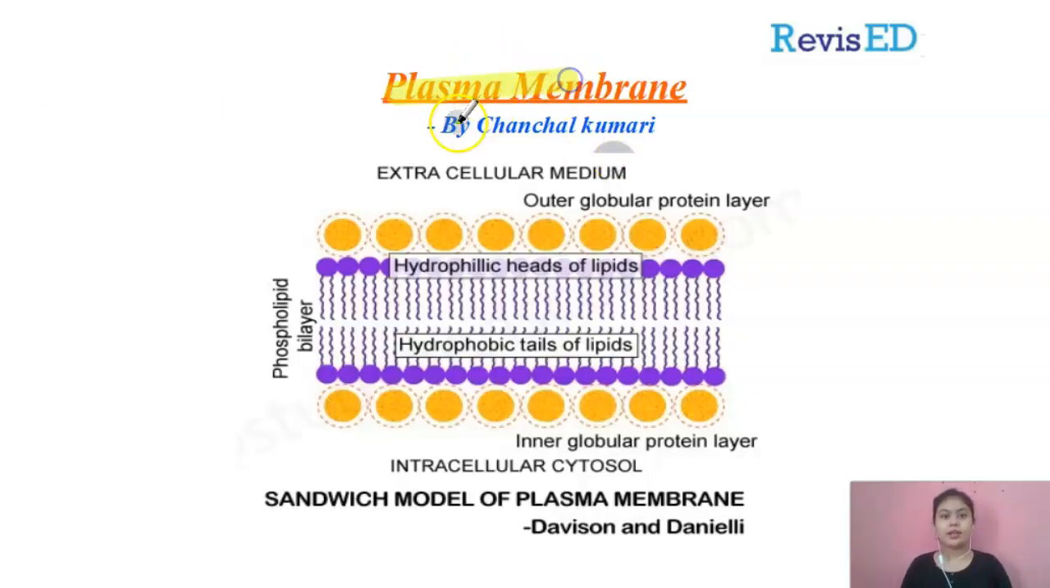Today, we are going to study the various models of our plasma membrane. The first one is our sandwich model. You can see in the diagram that there are globular proteins and a phospholipid bilayer. This is our globular proteins, and here we can see the phospholipid bilayer. Now, let us discuss the phospholipid bilayer's nature.